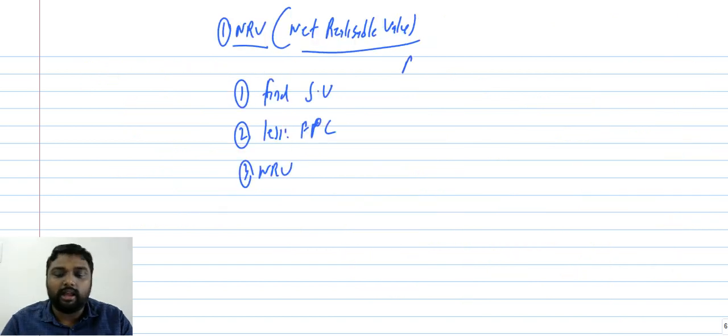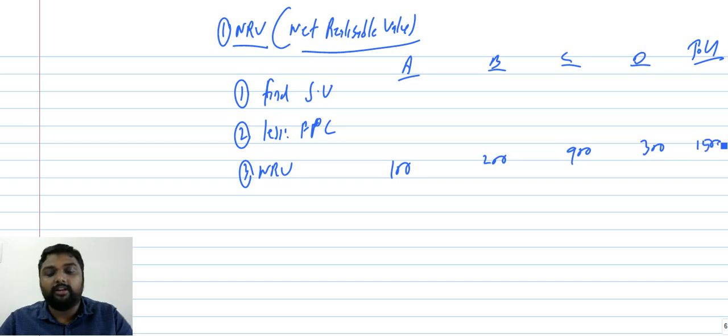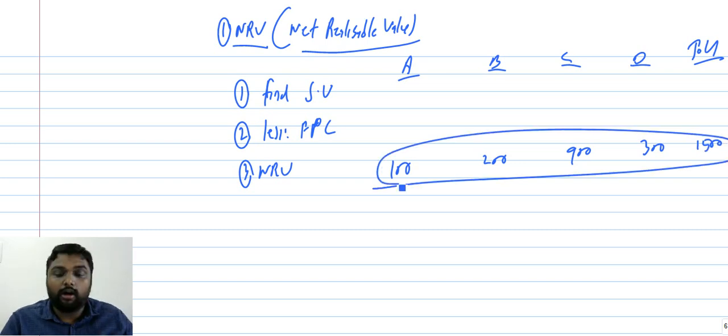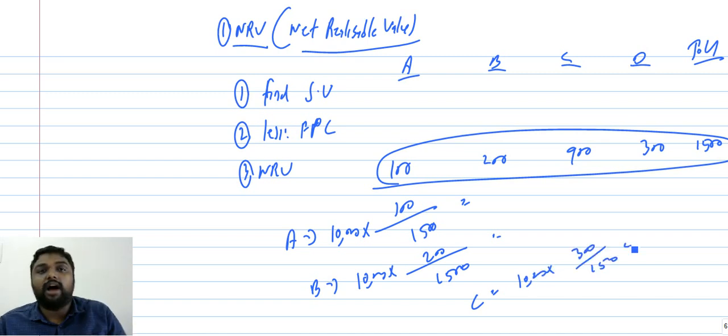This is called NRV. Let's say A, B, C, D. Here NRV is 100, here 200, here 900, here 300. So what is the total? 1500. This is the NRV we have given. So how will we apportion for A? Our joint cost we already know is 10,000. For A, 10,000 into 100 by 1500. For B, 10,000 into 200 by 1500. For C, 10,000 into 300 by 1500. This is how the NRV method works.